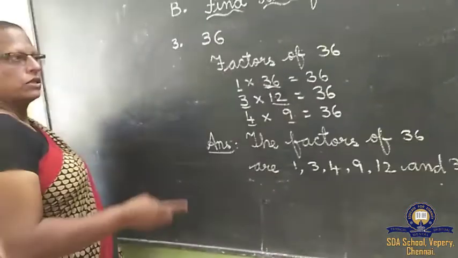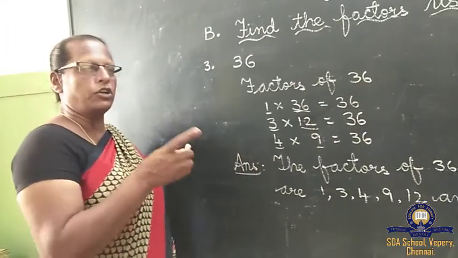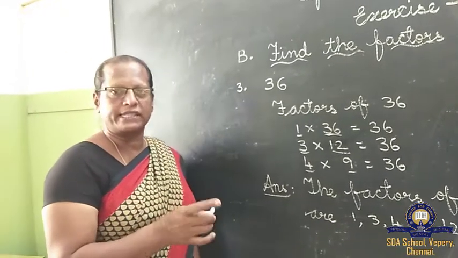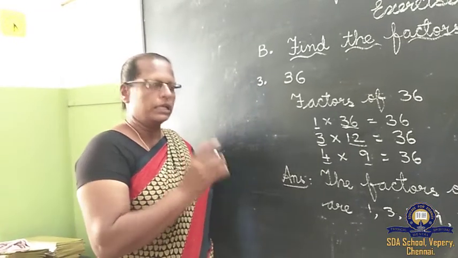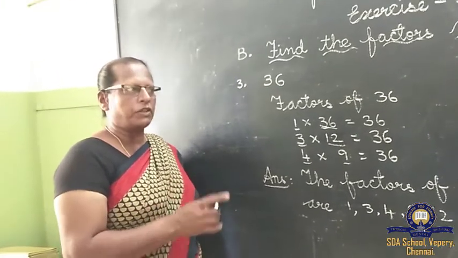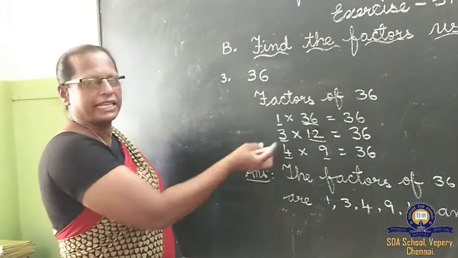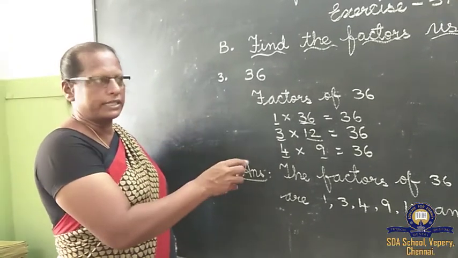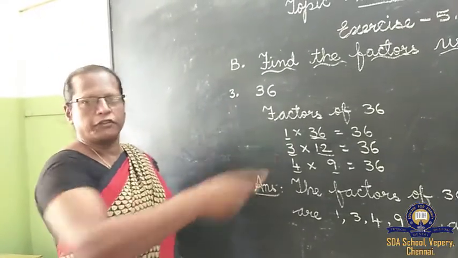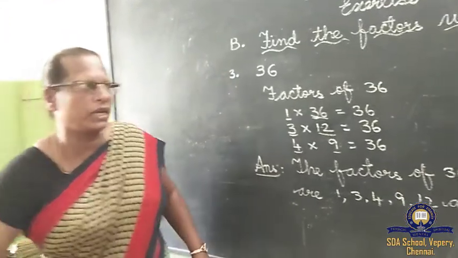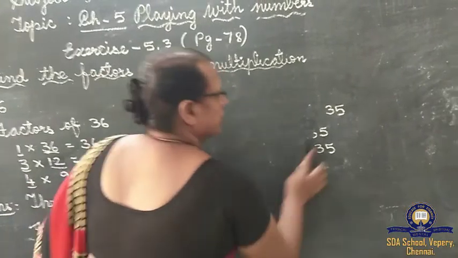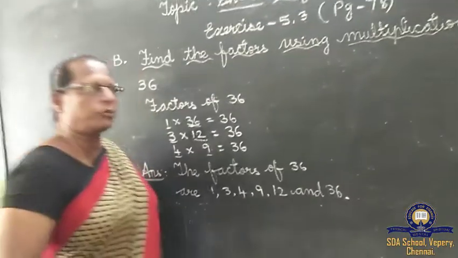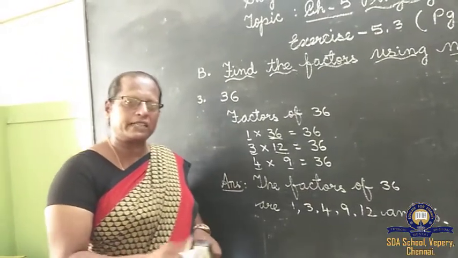Understood children? So 3 sums I have taught. Until you are thorough in tables you can't do these sums. So whenever you have time, you have to learn the tables. If you are thorough in tables, it is very easy for you to do all these sums. So 3 sums I have taught and the 4th sum I will give you as homework. You have to do it continually in the maths classwork. Those who have come to the end of the first notebook, if it is over, you can take the second notebook.